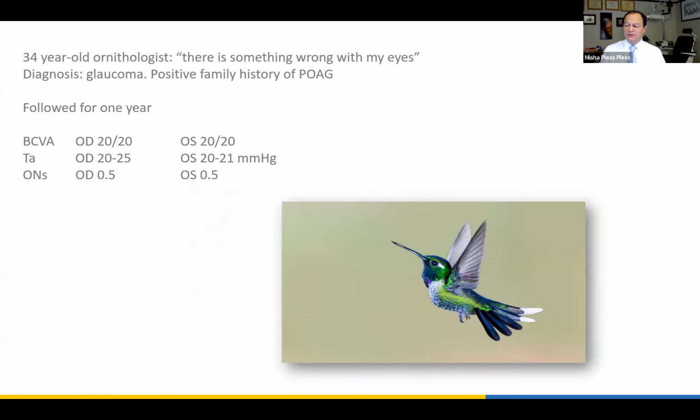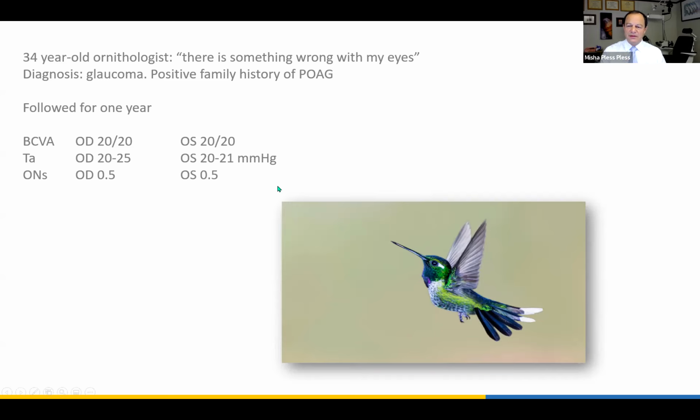The next vignette, moving right along, we're getting to the end, is an ornithologist, very much like our friend the golfer, who relies on vision very, very much, and says there's something wrong with my eyes. Receives a diagnosis of glaucoma. Here is again our friend glaucoma sneaking in and causing confusion. Positive family history of glaucoma, so the diagnosis fits very nicely.